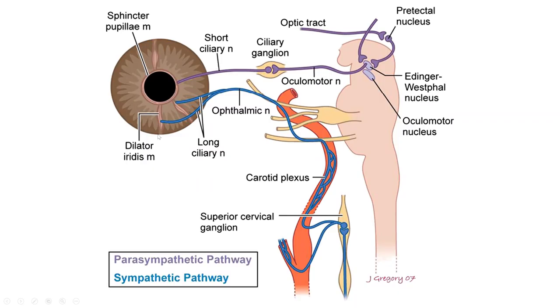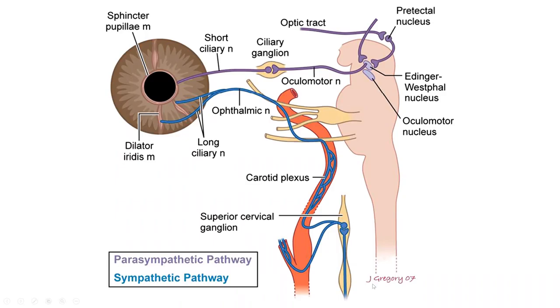On the other hand, the dilator pupillary muscle is supplied by sympathetic fibers. The sympathetic fibers are carried by the long ciliary nerve. So what is the pathway of the sympathetic system? They come from the brain, from what's called the hypothalamus. It will descend to the ciliospinal center of Budge from C8 to T2. These are called the central fibers.